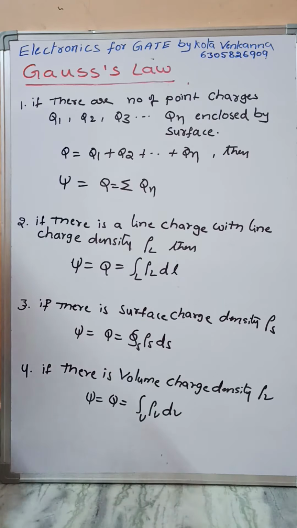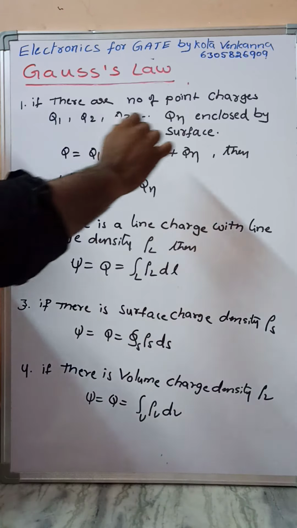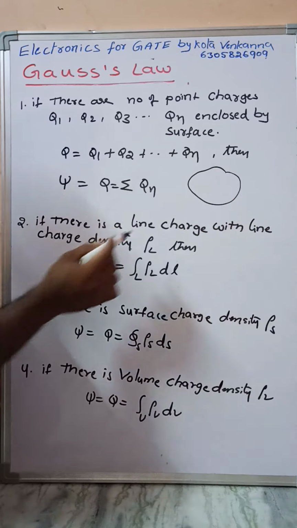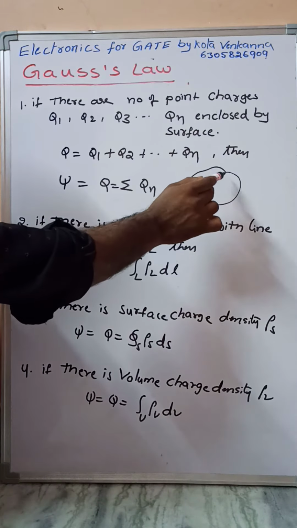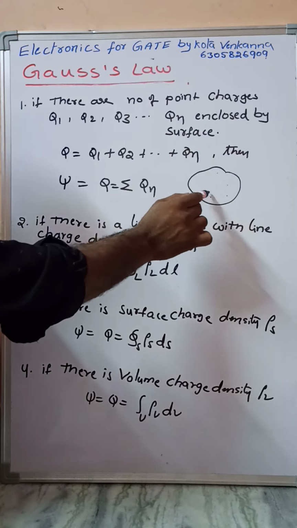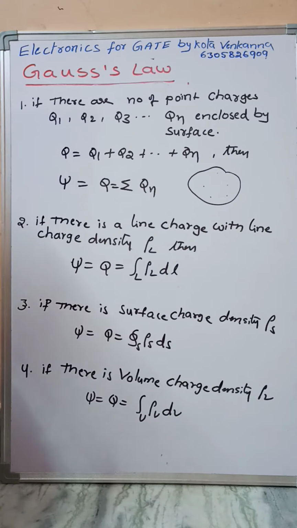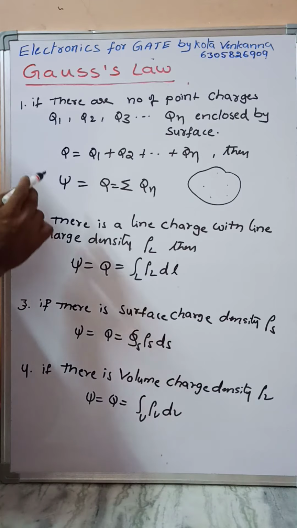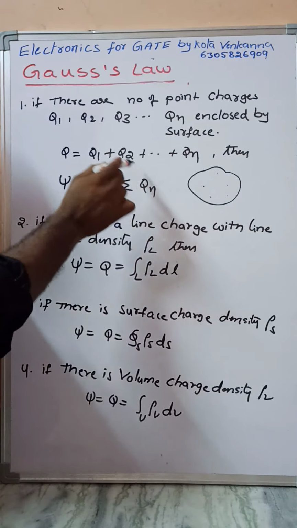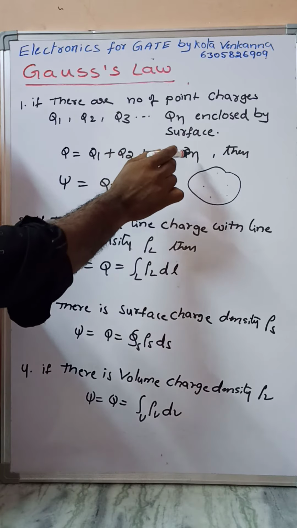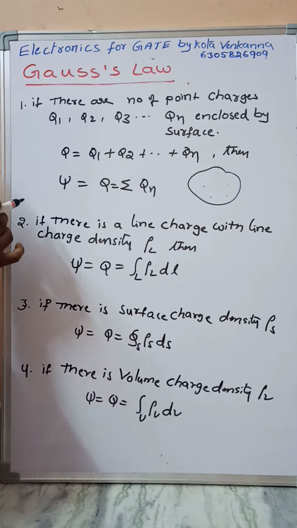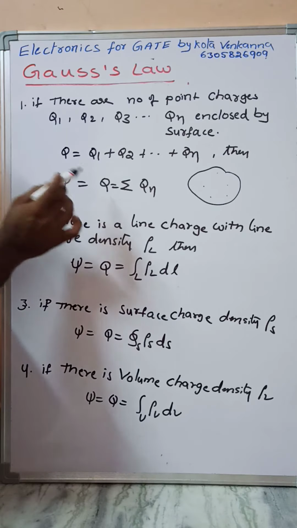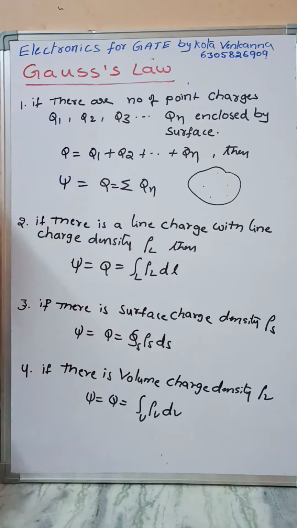If there are a number of point charges in the enclosed surface, for example q1, q2, q3, q4, q5, q6, then the total charge enclosed is Q = q1 + q2 + q3 + and so on up to qn. Then the flux psi passing through the enclosed surface is equal to Q, that is, the summation of qn.